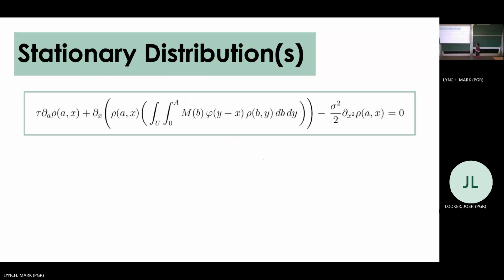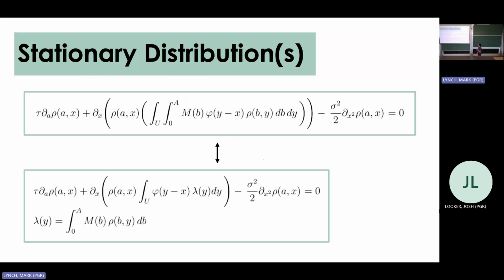So basically the first thing I'm going to try to do is make it look a bit nicer. This middle term here, you can take this interaction term and move it outside the age integral because it doesn't depend on ages. And then you'll get an m times a rho. You can call that something else, I call it little lambda. And then your equation looks a little bit nicer.